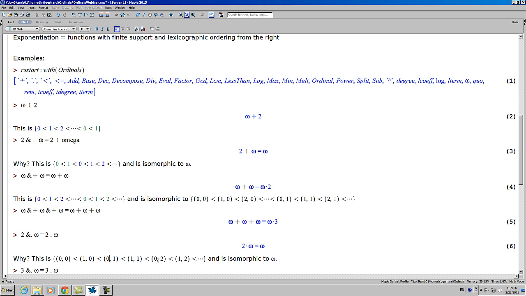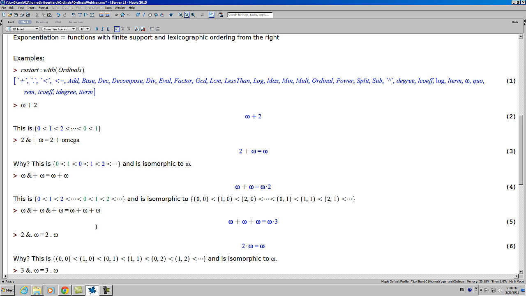We could just rename 0, 0, this one here, to 0, and this one to 1, and this one to 2, and this one to 3, and so on. And then we could get exactly the same ordering, not necessarily the same properties regarding arithmetic, but the same ordering. So isomorphism here in this sense is to be understood as isomorphism with respect to the ordering only.